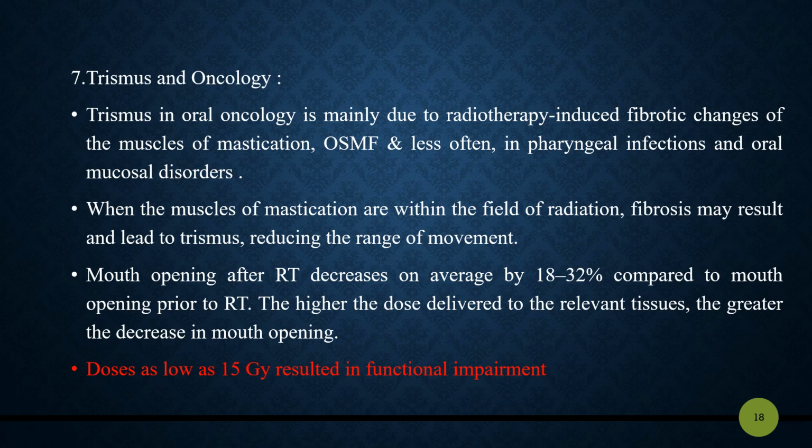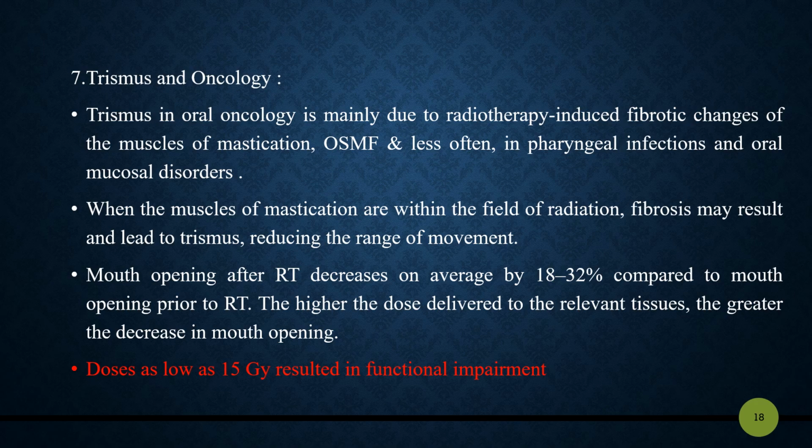Trismus and oncology. Radiotherapy is one of the major treatment modalities used for management of head and neck malignancies. It can be used as a primary therapy for early stage malignancies, or as an adjuvant therapy following surgical resection, or in conjunction with concurrent chemotherapy for later stage and unresectable head and neck malignancies. So trismus in oral oncology is mainly because of radiotherapy-induced fibrotic changes of the muscles of mastication, or in case of OSMF, and less often in pharyngeal infections and oral mucosal disorders.